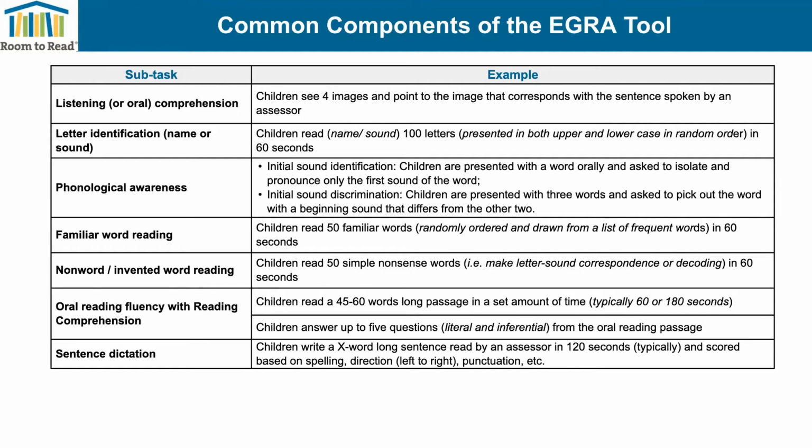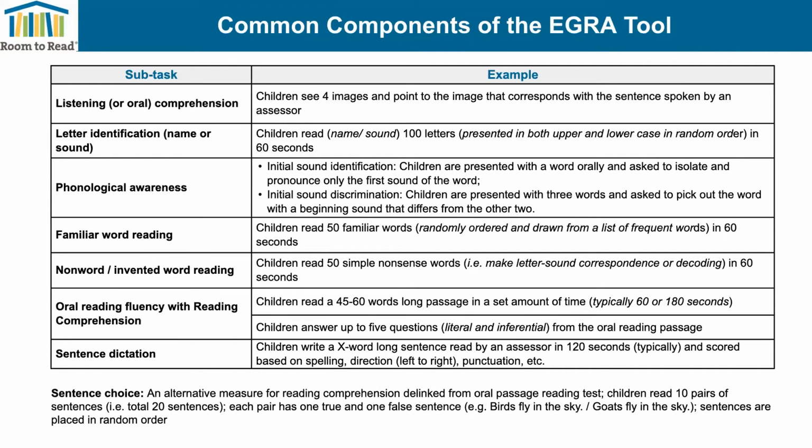After the test, based on the child's performance, we calculate how many letters the child was able to read correctly in 60 seconds. In other words, we calculate the letter sound fluency score of a child through this particular letter identification test. There are many subtasks like oral reading fluency and reading comprehension that are very popular across languages. But the subtasks to be included in an EGRA tool must be decided on the basis of linguistic and other context-specific features. And this particular table represents only the most common elements in the EGRA subtasks.